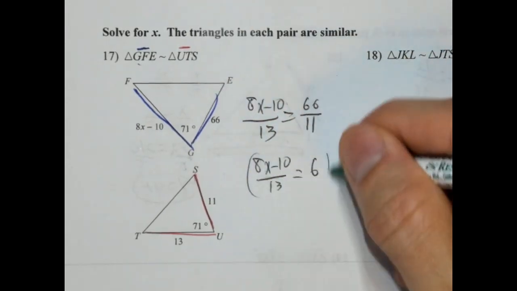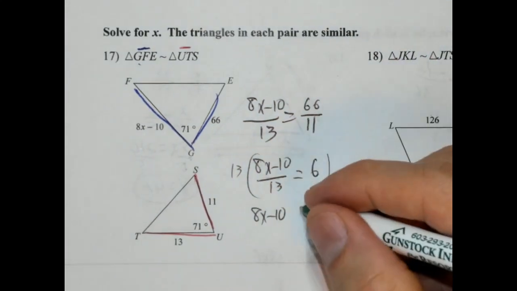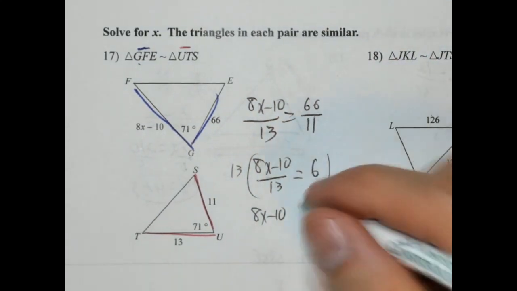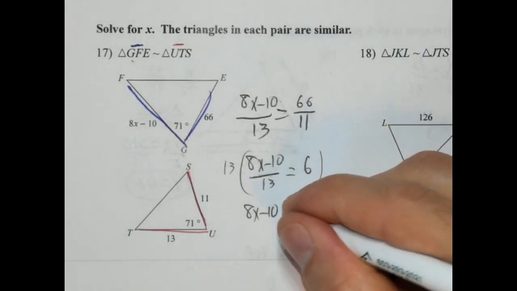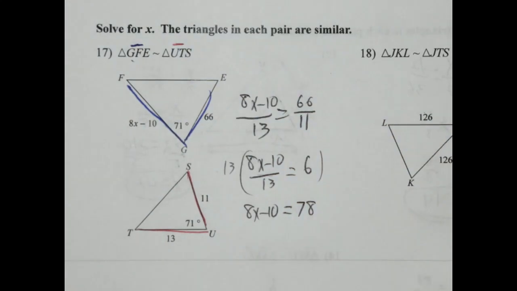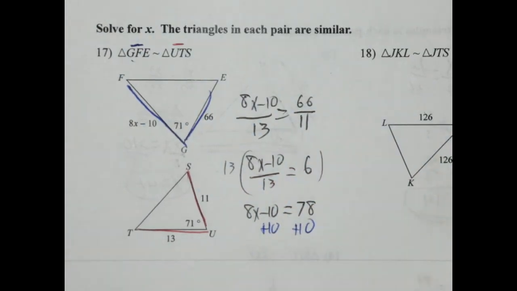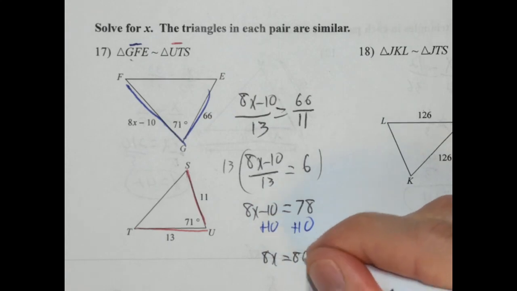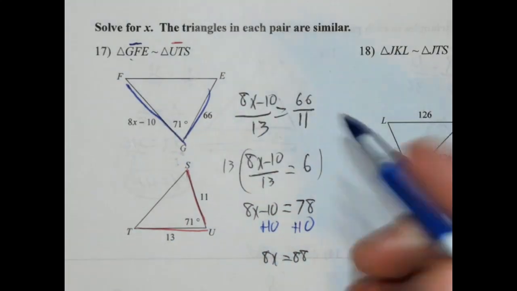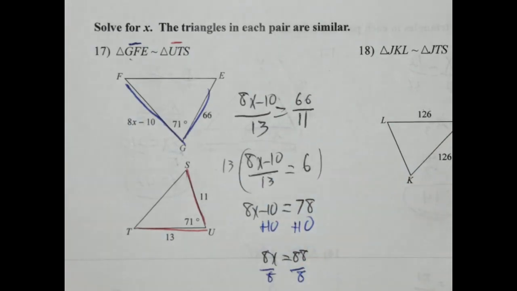I'm going to multiply both sides by 13. So 8x minus 10. I might run out of room if I'm not careful here. 6 times 13, so 72, 78, I believe. And then we're going to add 10. 8x equals 88. Divide by 8. And x will be equal to 11.